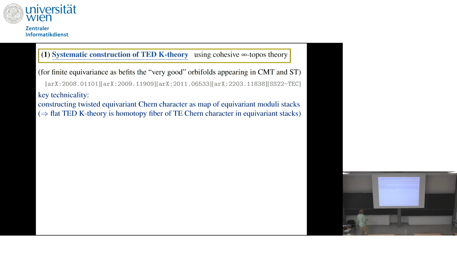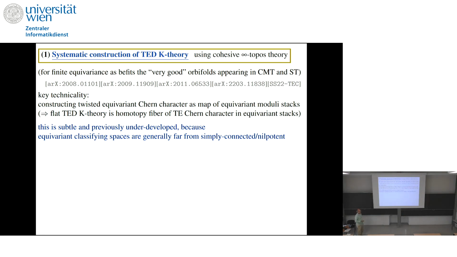So the crucial thing to construct, if we want to set up a general theory of twisted equivariant differential cohomology, is to understand what the analog of the Chern character is in full generality. And this is subtle and was previously underdeveloped because, in contrast to what happens non-equivariantly, the classifying spaces for equivariant cohomology theories and for their twists are in general not simply connected. So this seems like a technical point that you might easily want to sweep under the rug, say, okay, maybe we can just go to the universal cover. But this is actually a key technical point.